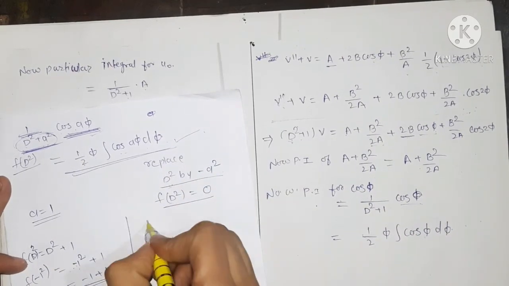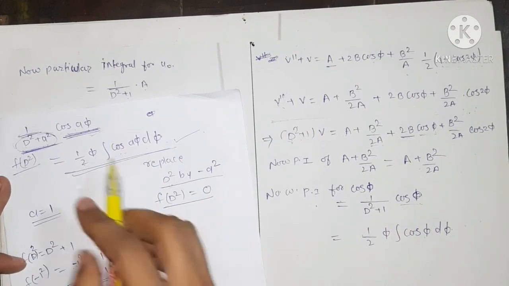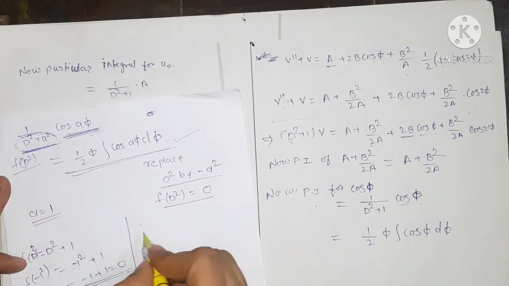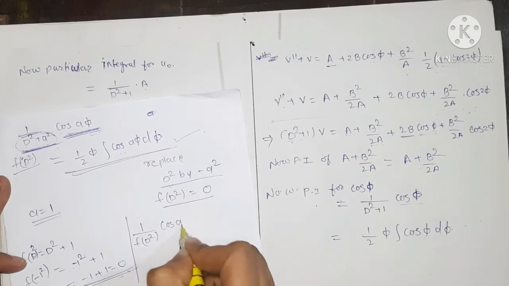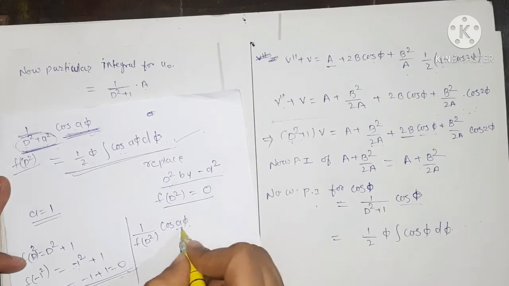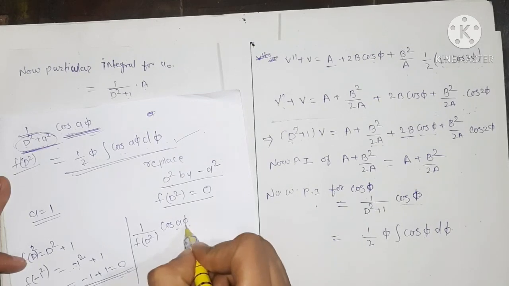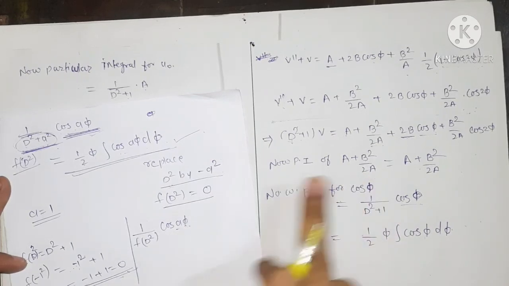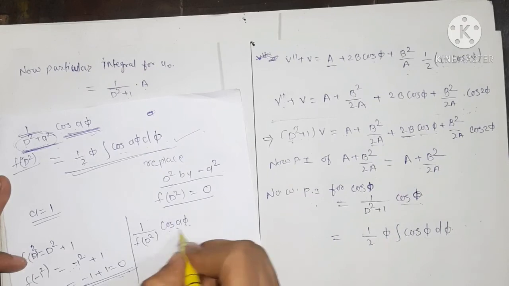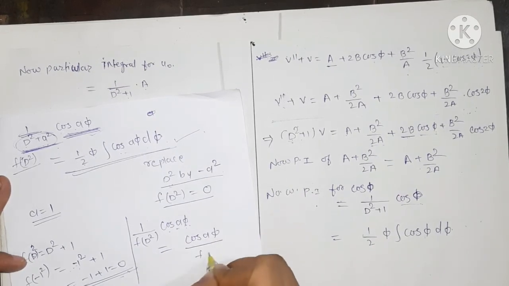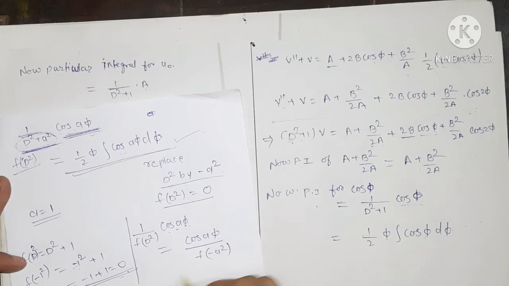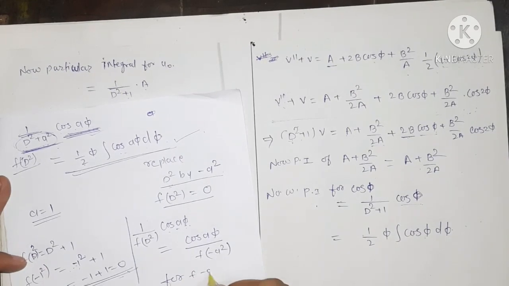And the second general formula, when this is not equal to 0, is 1 upon f of d square cos of a phi or ax. In general we have x here, but for this function we have phi. So cos of a phi upon f of minus a square, for f of minus a square not equal to 0.